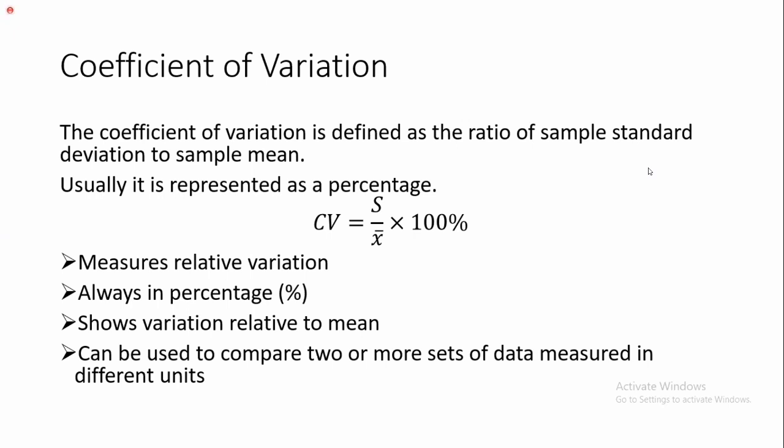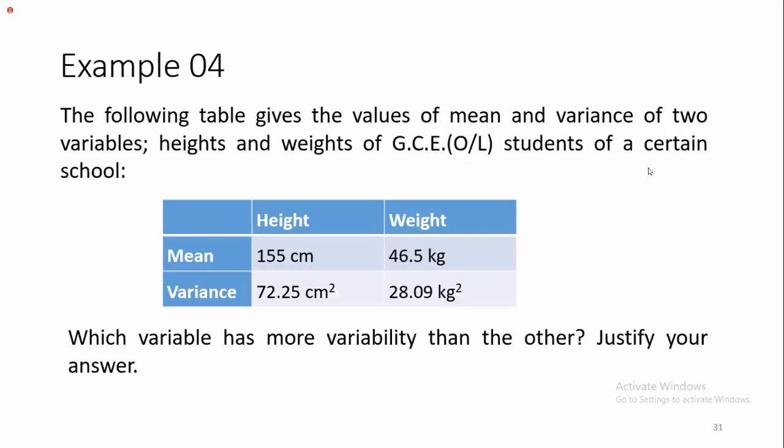But if we have 2 data sets with 2 different variables, definitely we have to choose this coefficient of variation as the method to compare those 2 data sets. Is that clear, guys? I have given you an example.